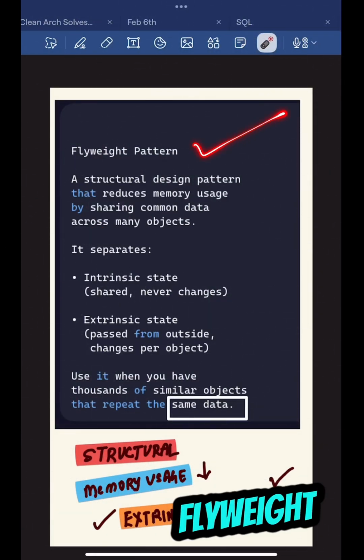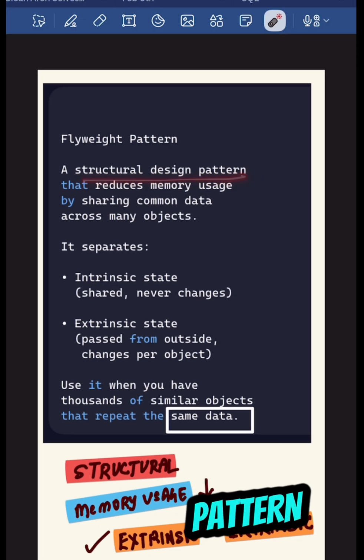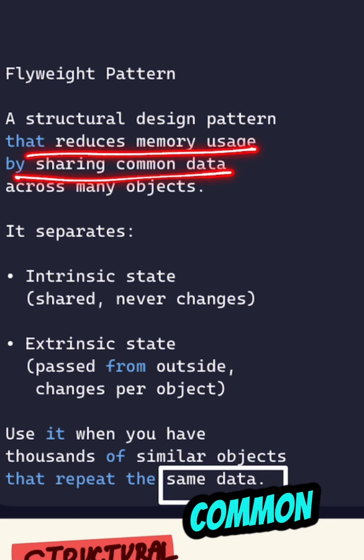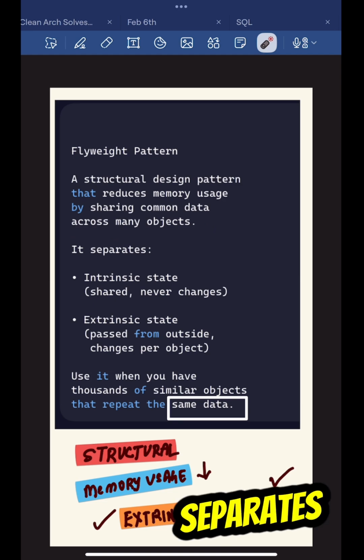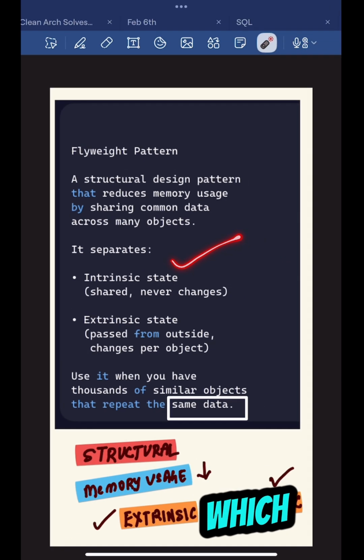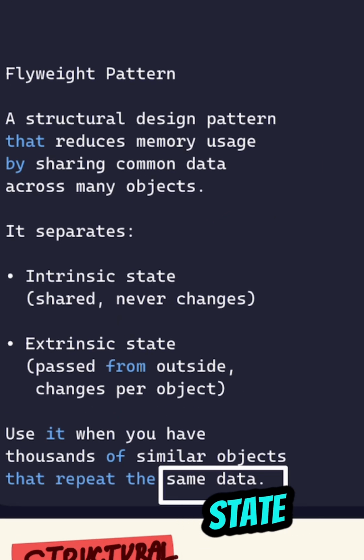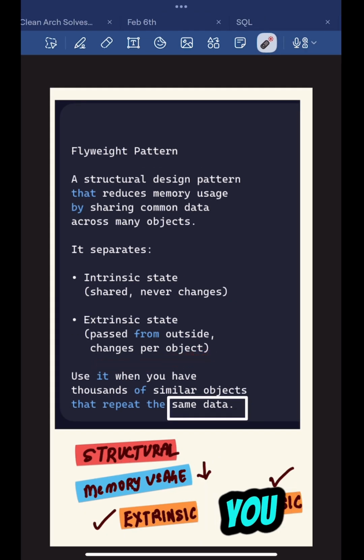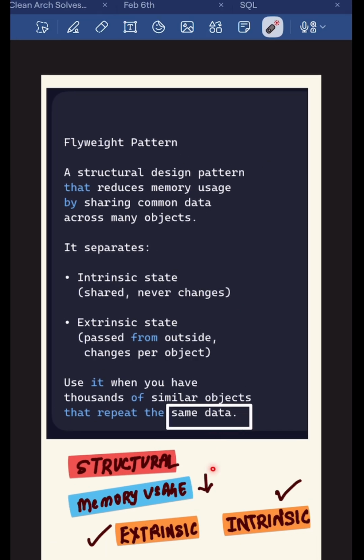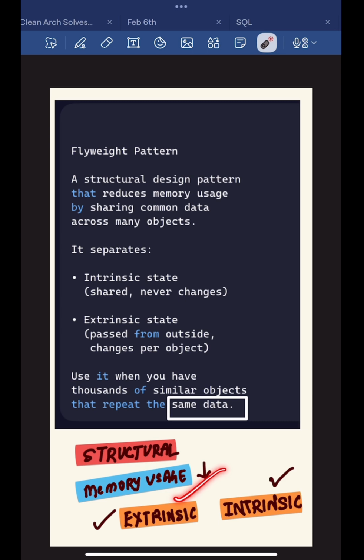Today let's see what is the flyweight pattern. It's a structural design pattern that reduces memory usage by sharing common data across many objects. It separates into intrinsic state, which never changes, and extrinsic state, which is passed from outside and changes per object. So use it when you have thousands of similar objects that repeat the same data. Remember these points: structural, it reduces memory usage, segregates into intrinsic and extrinsic.